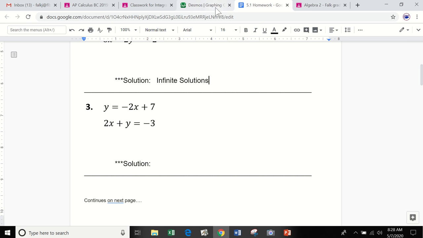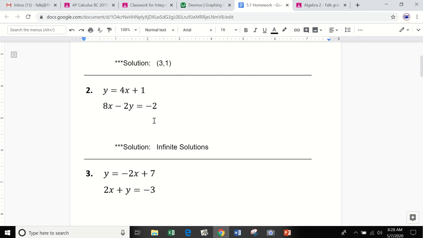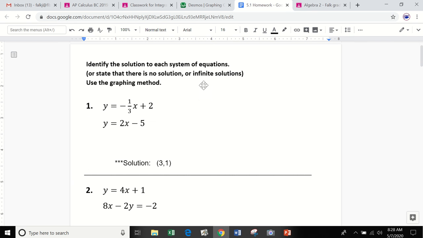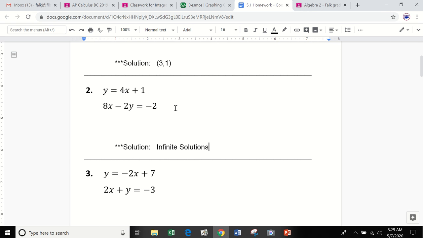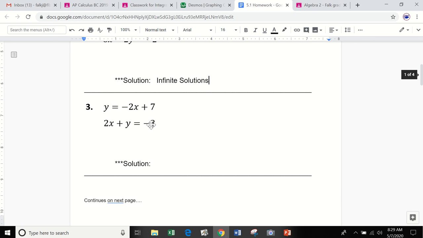Number 3, y equals negative 2x plus 7. This is important to understand, so I hope you watched the first video. Sorry, I don't know if you can hear that garbage truck or recycling truck. But it's important to understand this whole situation. Most of the time, you're going to get one single solution to the system, but this is one of these special cases where you have an infinite number of solutions. Let's see what happens here.